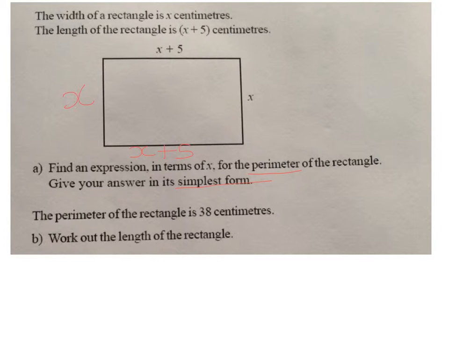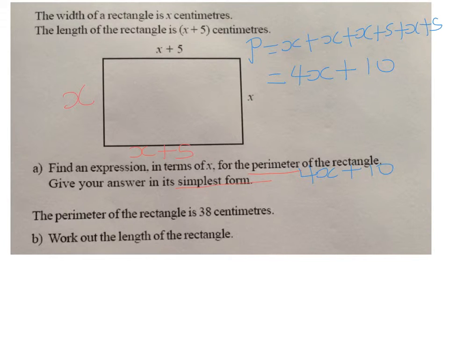So to find the perimeter, we will need to add, I'm just going to write P for perimeter. We need to add the x's together, x add x, and then the x plus 5 add another x plus 5. Don't forget they want it in the simplest form. You can only add x's to x's and numbers to numbers. So how many x's do we have? We have 4x, and 5 add 5 is 10. So in the simplest form, our answer is 4x plus 10.